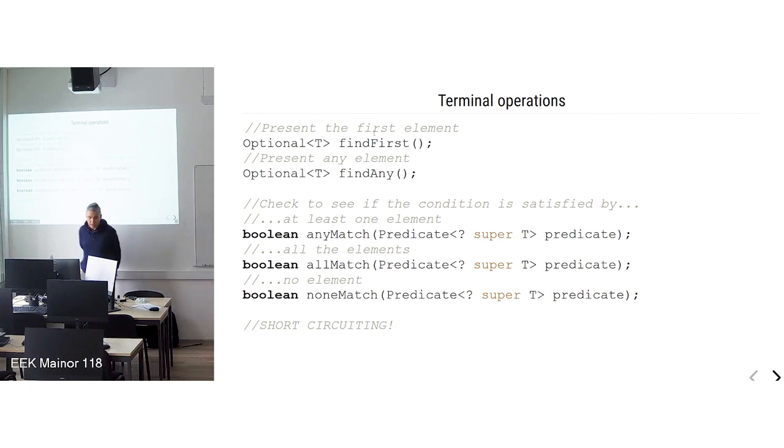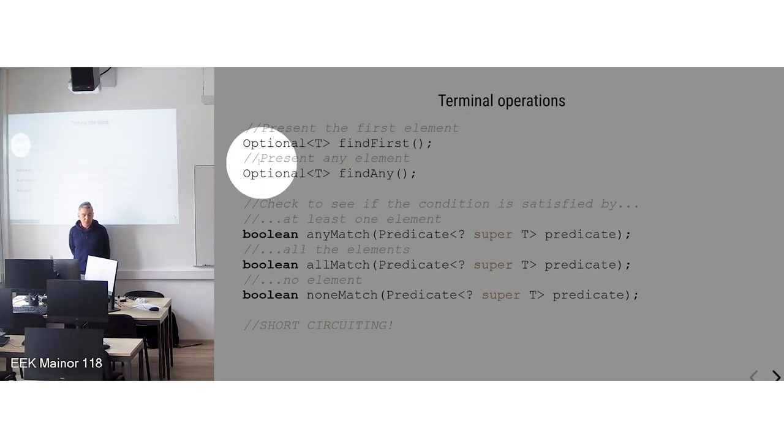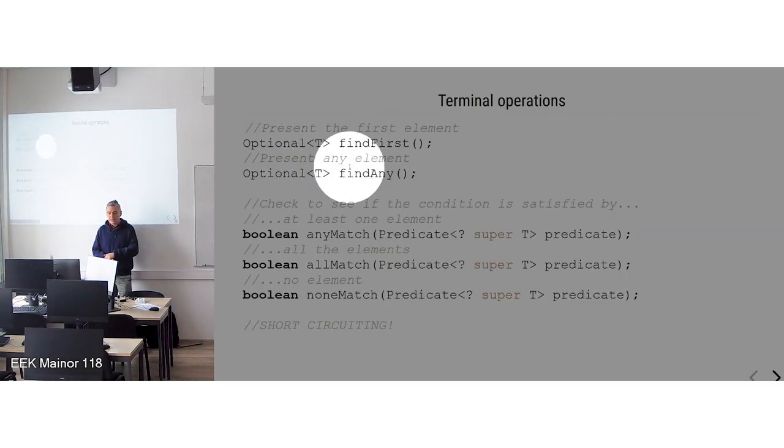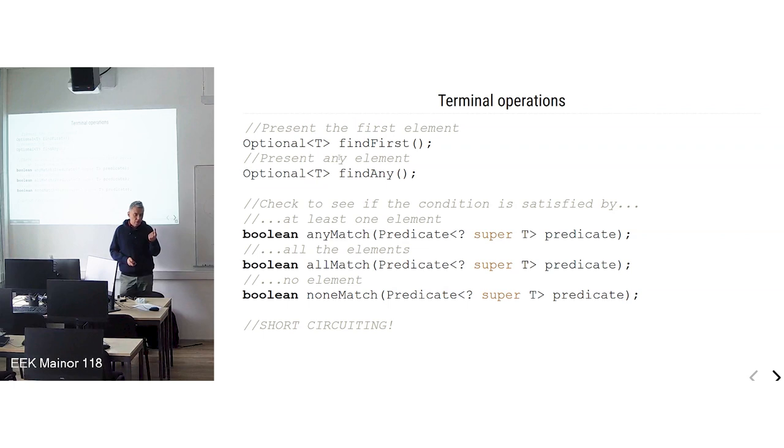Okay, and you see it returns optional, and you don't know what optional is yet, but actually optional is a container that might contain a single element or it's an empty set. So optional is a set of zero or one elements. And why do find first and find any return optional? It's like returning an element that we want, or if the stream itself is empty, no elements, it will return an empty optional. I will elaborate on optionals later.